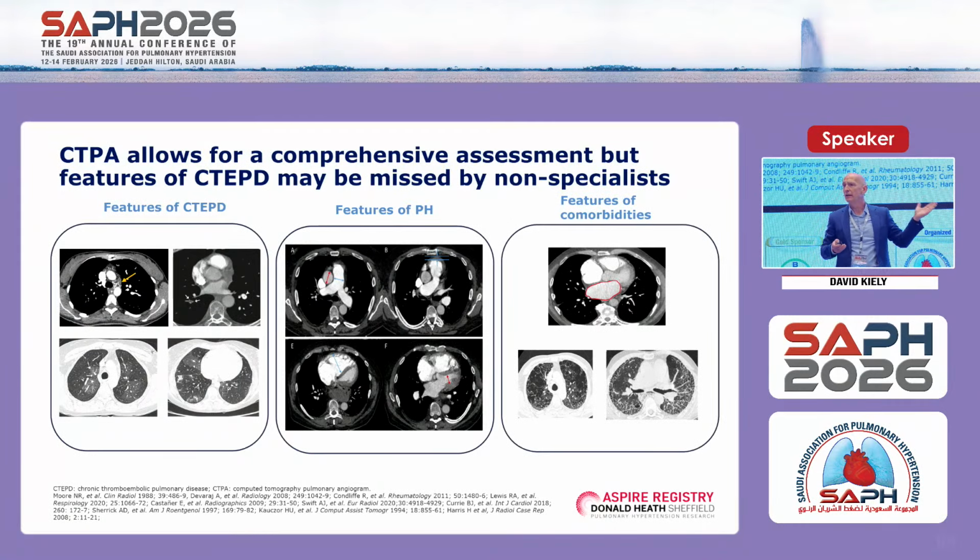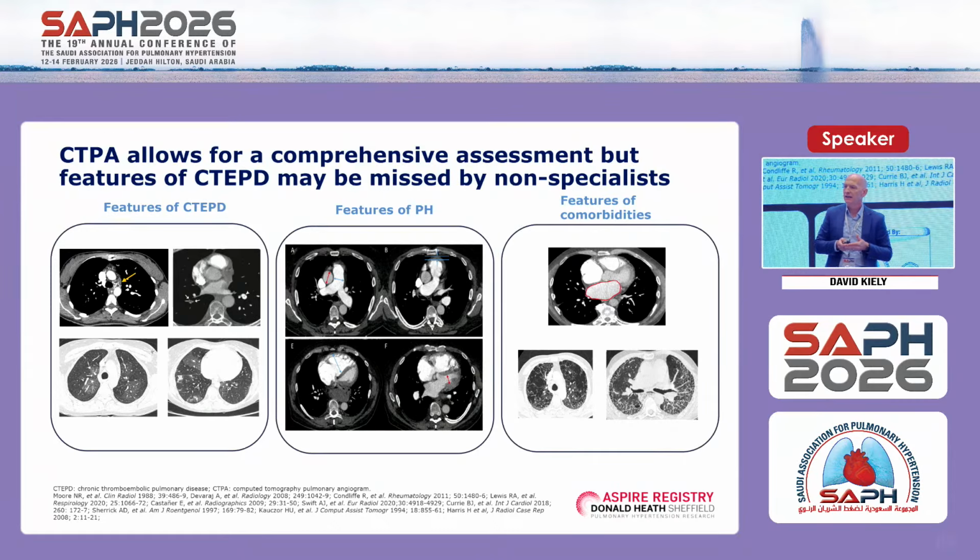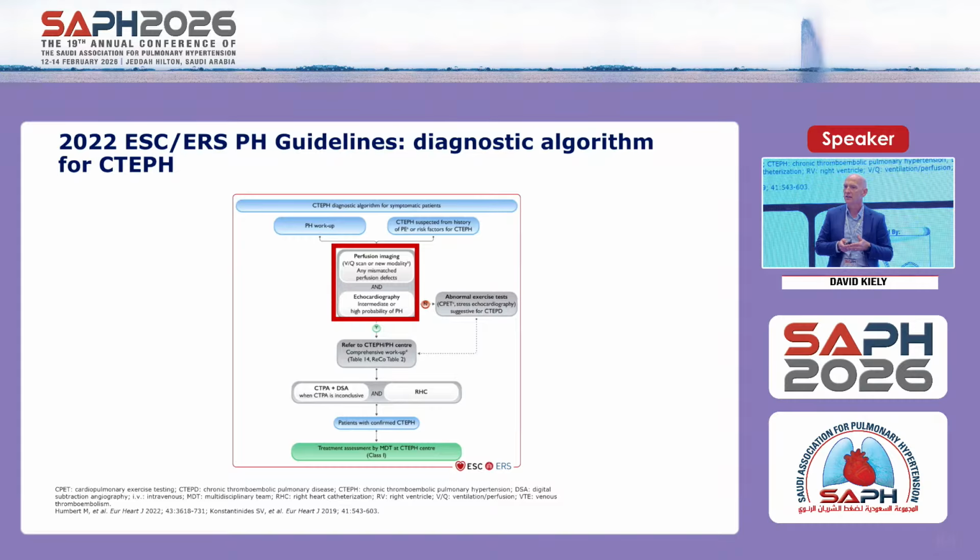But also importantly, on the CT scan, you can look at other problems. You can look at left atrial dilatation and left heart disease, and you can also look for coexisting lung disease. So these are important factors when you're trying to determine whether you want to perform further testing in any patient who may present with breathlessness.